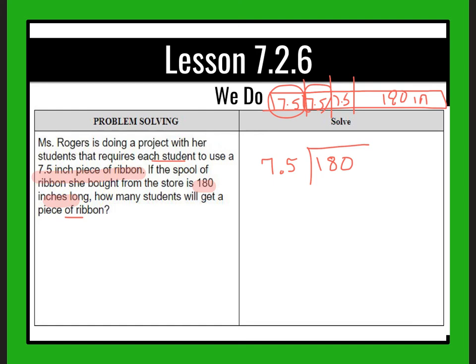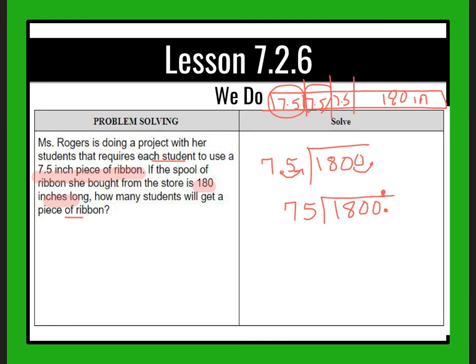by 7.5. So once again, my divisor needs to be made a whole number. And that's what I'm going to do by moving 1 decimal to the right. And what I do outside, I must do inside to the dividend. So I'm going to go ahead and do that and rewrite. So I have 1800. Write your decimal and put it in the quotient.